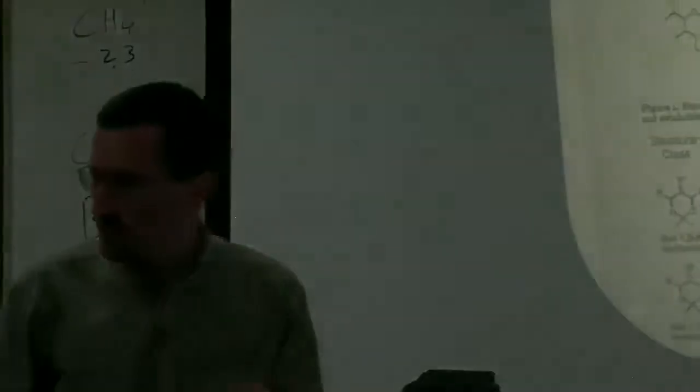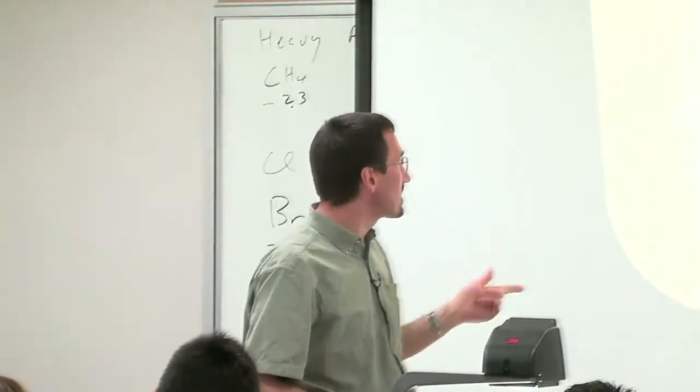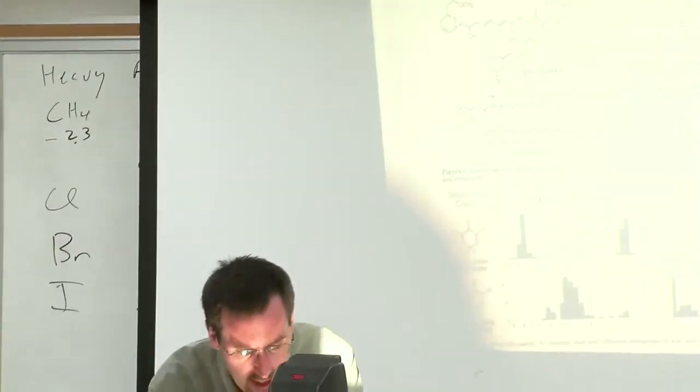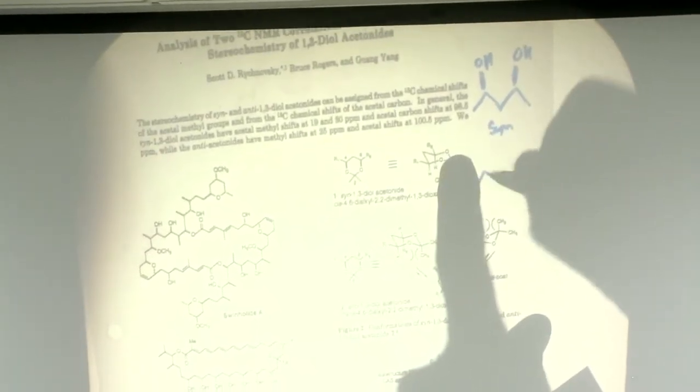The Rachnovsky group noticed after the fact they were working with 1,3-diol acetonides. And the question was, do they have a syn-diol or an anti-diol, right? So a syn-diol would be a 1,3-diol where the 2 OHs are like so. And an anti-diol would be one in which they are like so.